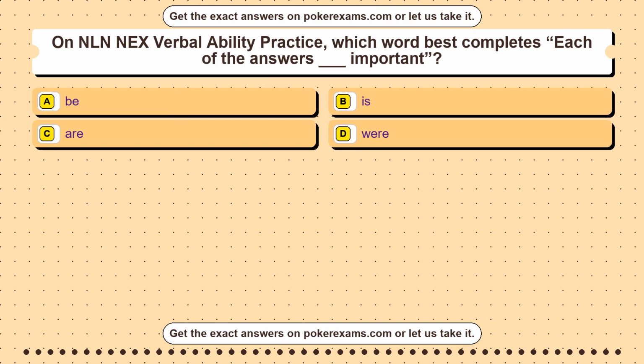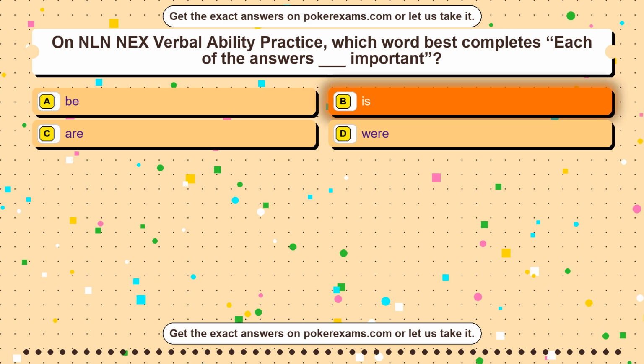Question 44. On GED statistics practice, which document begins with "We the People"? Option A, Federalist Paper number 10. Option B, U.S. Constitution. Option C, Declaration of Independence. Option D, Bill of Rights only. The correct answer is option B.